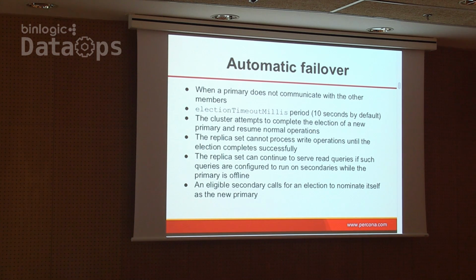And yes, we have some defaults, some parameters we have to configure in our replica set. The most important parameter is electionTimeoutMillis. By default, it's 10 seconds. So when we have a crash of the primary node, the election can take place in more or less 10 seconds, and we have a new primary node after more or less 10 seconds.